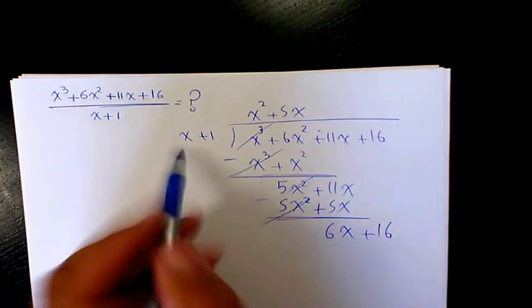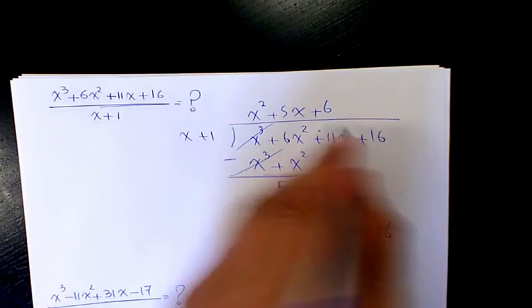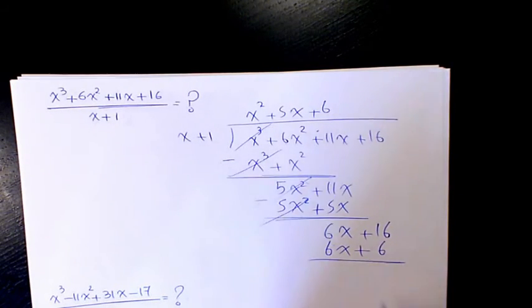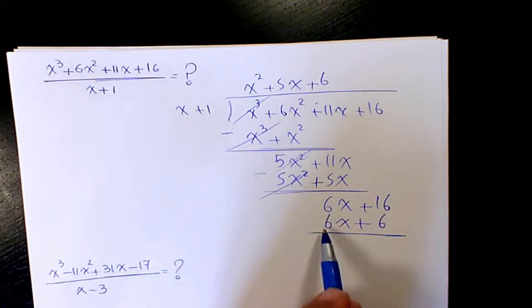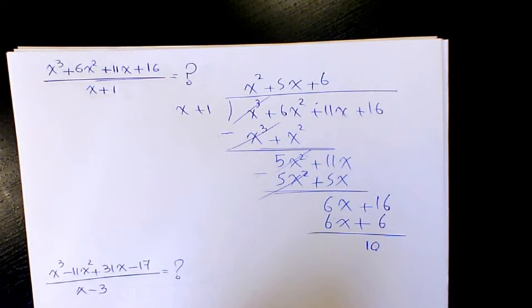So 6x divided by x is going to be 6. 6 times x, 6x. 6 times 1, 6. When you subtract it, 6x minus 6x is 0. 16 minus 6 is going to be 10. So 10 is the remainder.